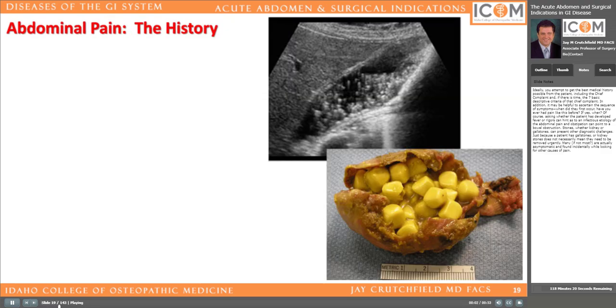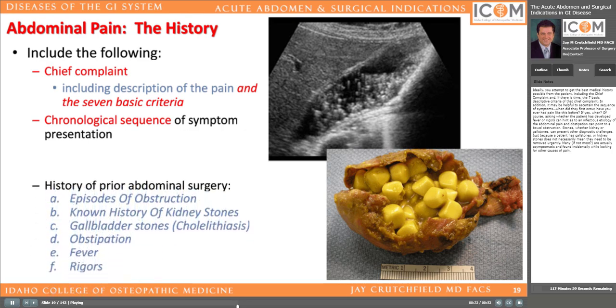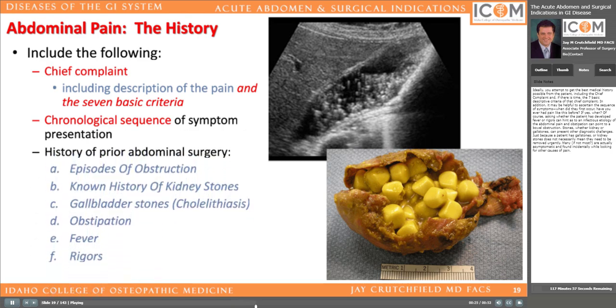Ideally, you attempt to get the best medical history possible from the patient, including the chief complaint, and if there is time, the 7 basic descriptive criteria of that chief complaint. In addition, it may be helpful to ascertain the sequence of symptoms. When did they first occur? Have you ever had pain like this before? If yes, when?